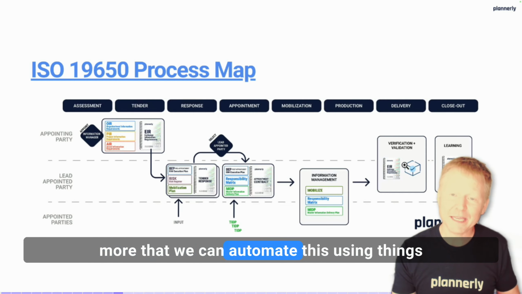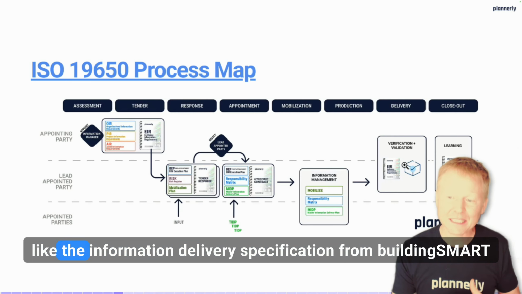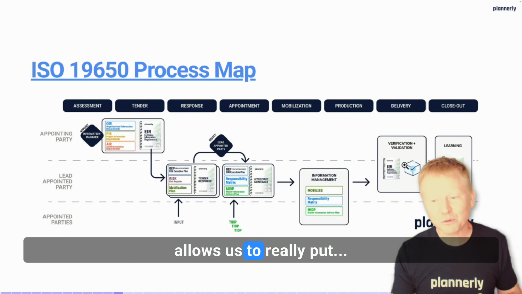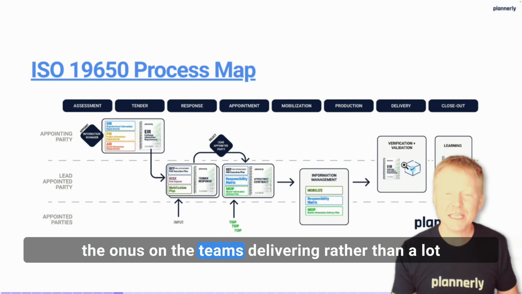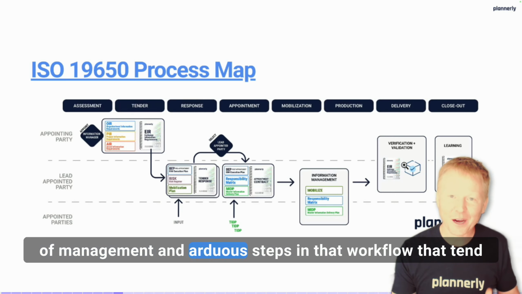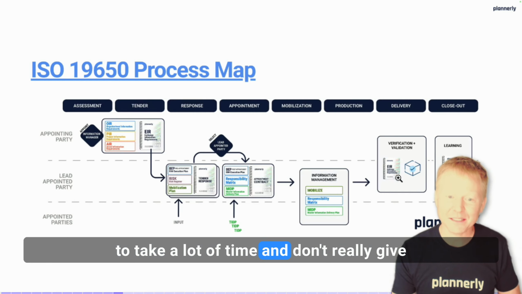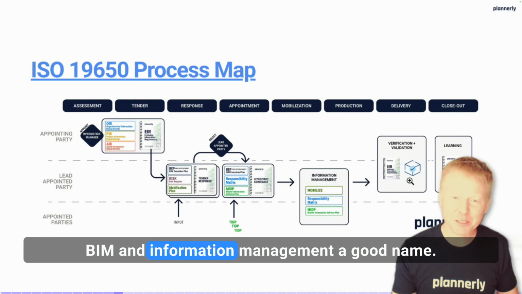And then we go through the actual production of information, the verification of information, and the more that we can automate this using things like the information delivery specification from buildingSMART, the more it allows us to really put the onus on the teams delivering, rather than a lot of management and arduous steps in that workflow that tend to take a lot of time and don't really give BIM and information management a good name.